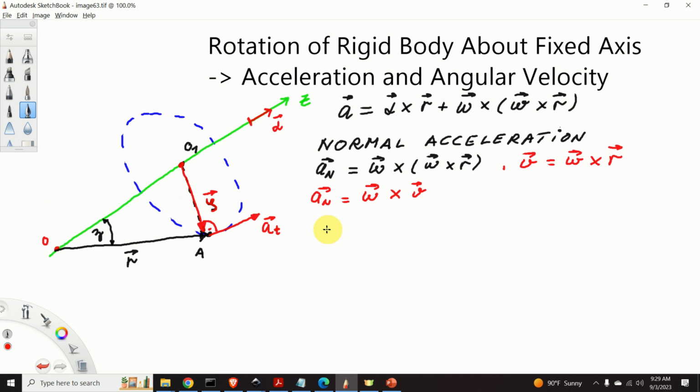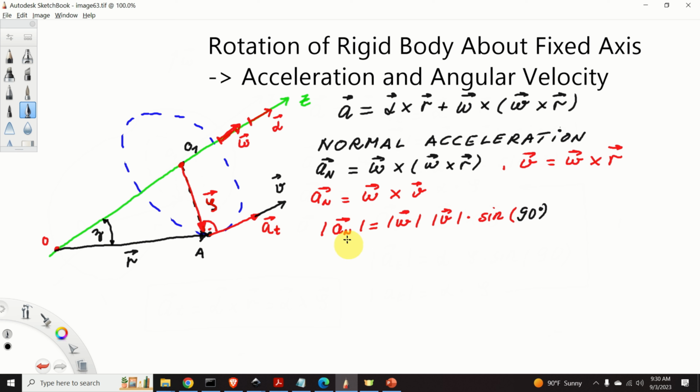How about the intensity of this vector? Let's see. An is equal to the intensity of omega, the intensity of v, times the sine of the angle between omega and v. Let's analyze this graph. Here is omega. It lies on the z-axis. How about v? Well, v is actually tangent to our trajectory. And here it is. Now, what is the angle between v and omega? Obviously, the angle is 90 degrees.